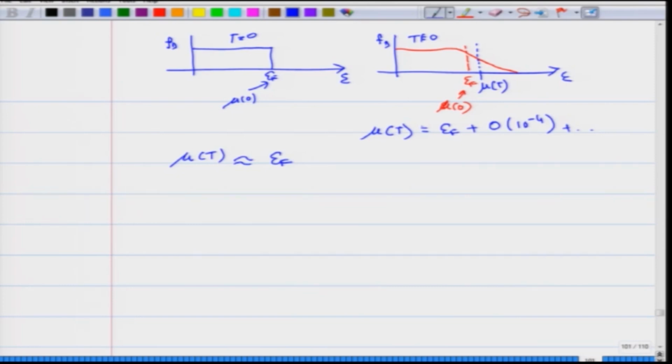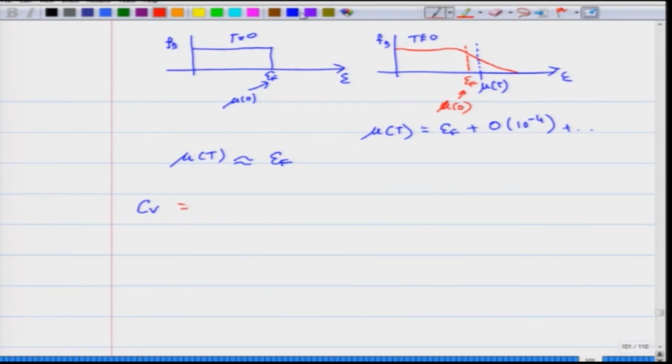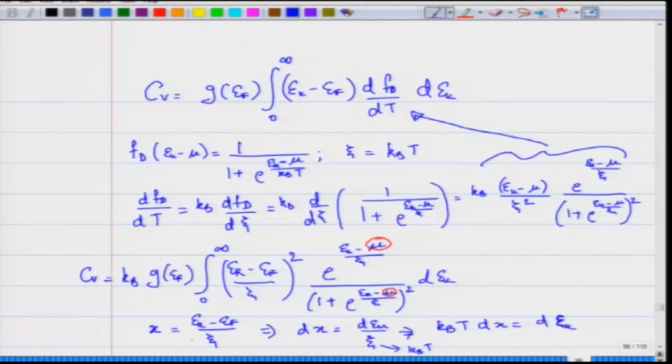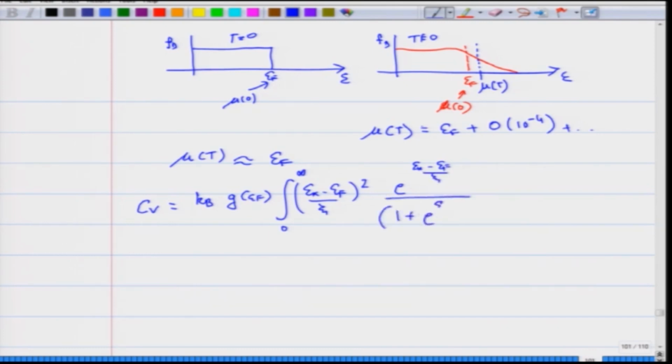So, in our calculation, to simplify the calculations a bit further, when we are looking at the specific heat, if you go back to this expression, this chemical potential which is occurring here, and this chemical potential which is occurring here, we will replace with the Fermi energy. We will approximate these with the Fermi energy, and therefore, we can rewrite this expression as kB g(EF) times the integral from 0 to infinity of ((Ek minus Ef) by zeta) the whole square, e raised to (Ek minus Ef) by zeta, divided by 1 plus e raised to (Ek minus Ef) by zeta the whole square, dEk.